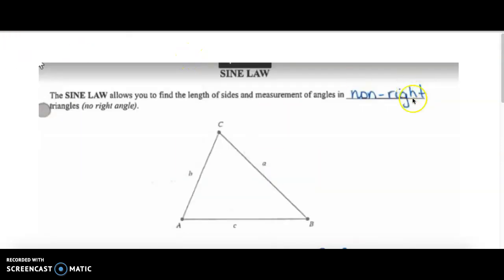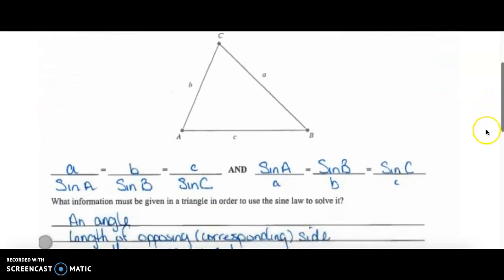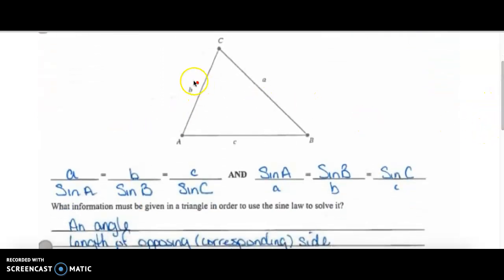Sine law, we went over that. The key to sine law is that you need a pair, an angle-side pair. So let's say I knew this and I knew this. There's my pair, my b's. Big B is the angle, little b is the side, and then I would need one more thing, and then I could solve for the fourth thing. So if you know three things, two of them being a pair, then we're in great shape.